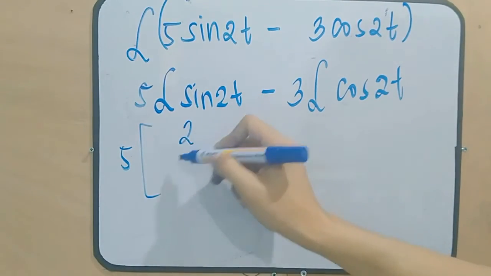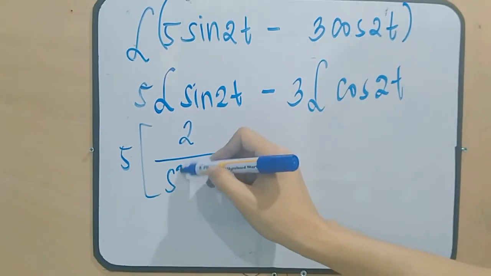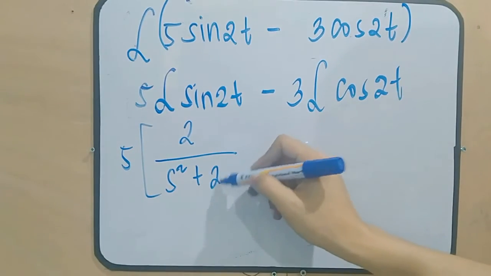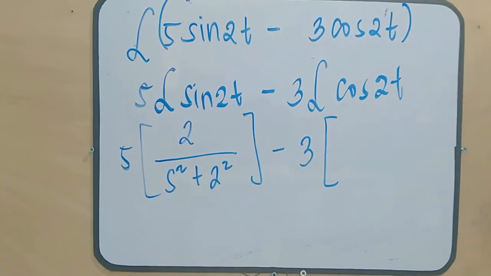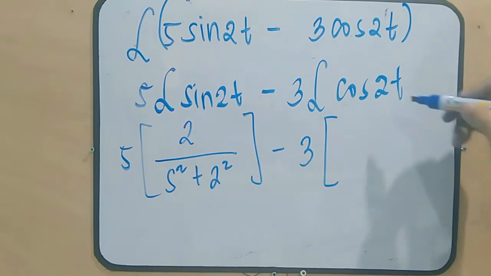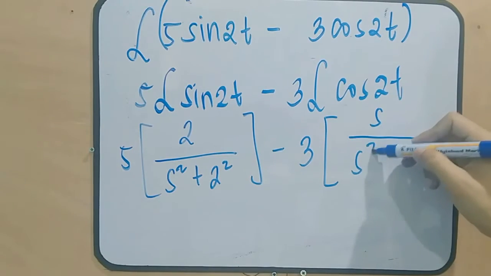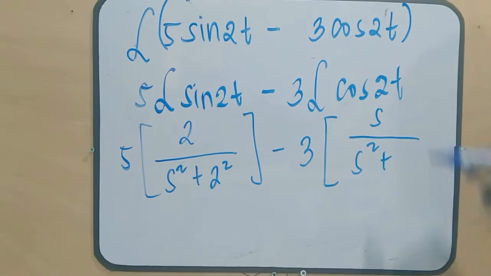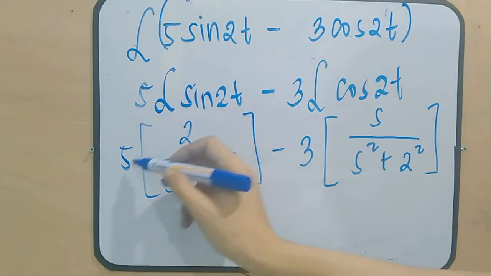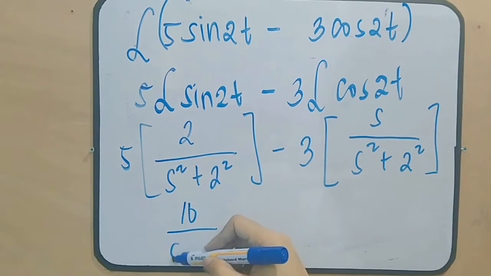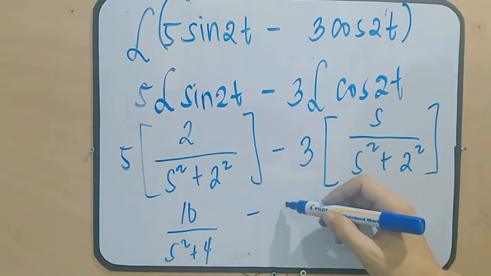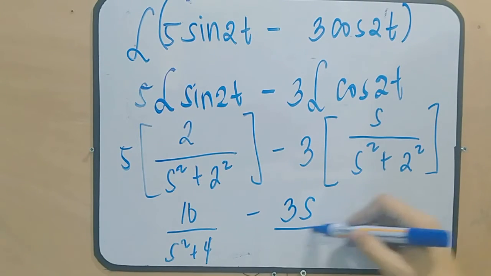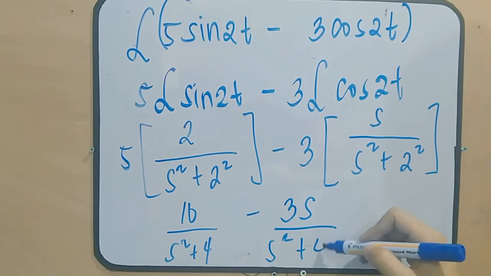So, this is 2 all over. We have here s squared plus yung coefficient. So, 2 squared. So, this is minus 3. So, pag cosine, yung s ang nasa taas. So, this is s all over s squared plus, so constant coefficient natin is 2 for cosine here, so 2 squared. Then simplify natin guys, so this is 5 times 2, so 10 all over s squared plus 4. And here we have minus, so 3s, 3 times s, all over s squared plus 4.